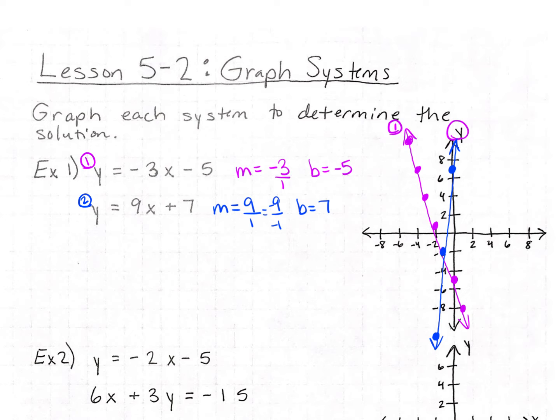And see where they cross. Well, my lines may not have been drawn perfectly, but they both had this point in common, where x was negative 1 and y was negative 2. So the solution is negative 1, negative 2. That is the ordered pair where my two lines cross.